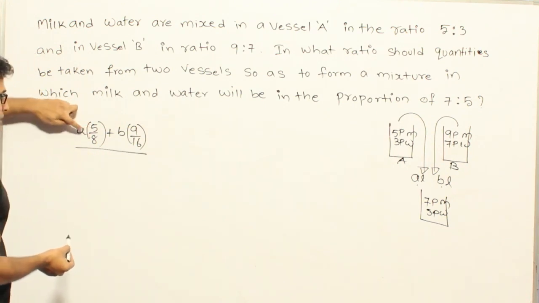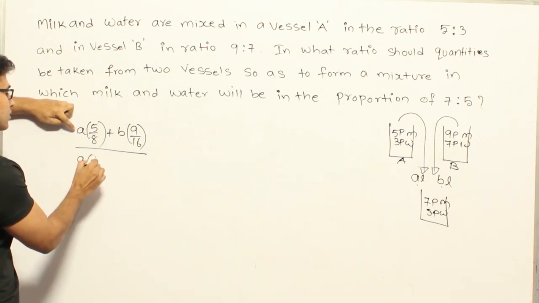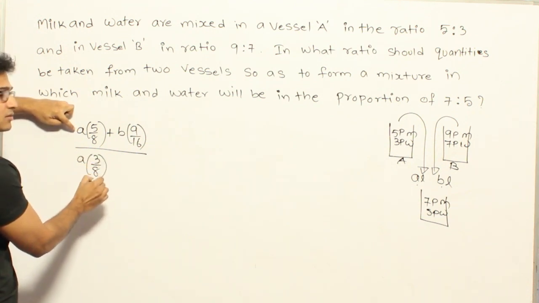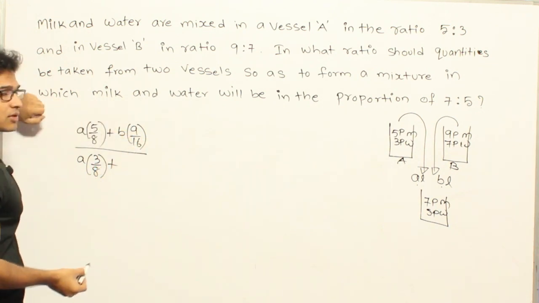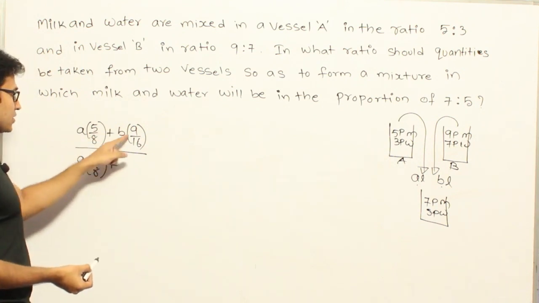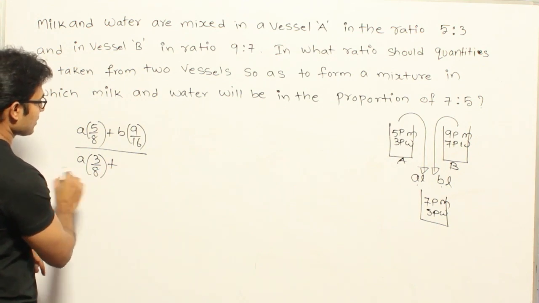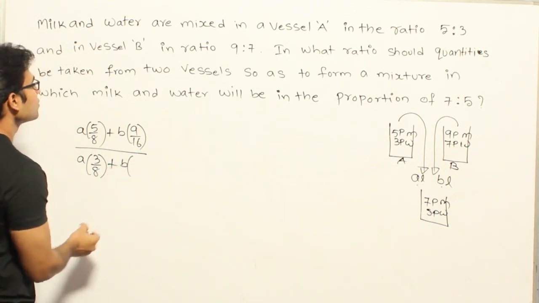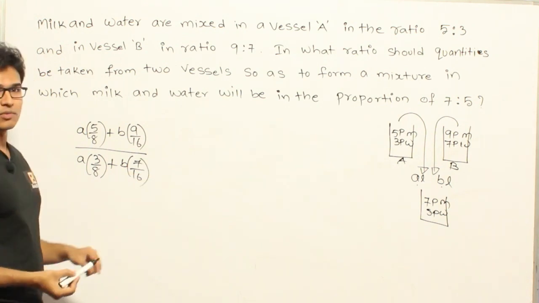If 5/8 parts of A is milk, then obviously the water is going to be the remaining 3/8, right? Plus if 9/16 is the milk part you are getting from B, the remaining is going to be water. So what is remaining? 1 minus 9/16 gives 7/16. So B into 7/16 is going to be water.